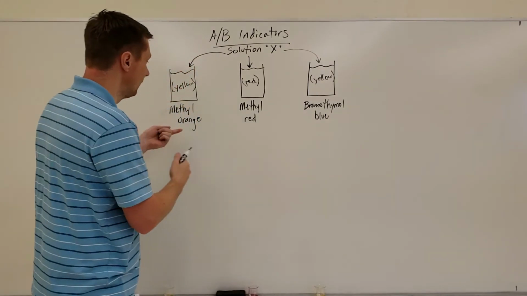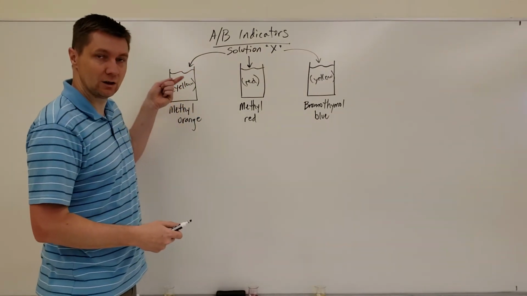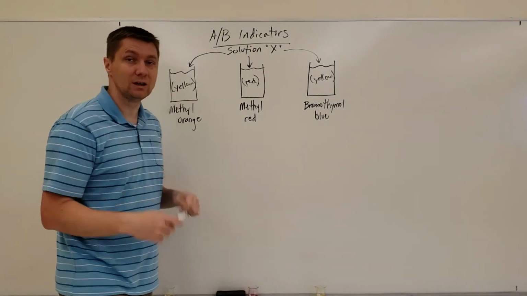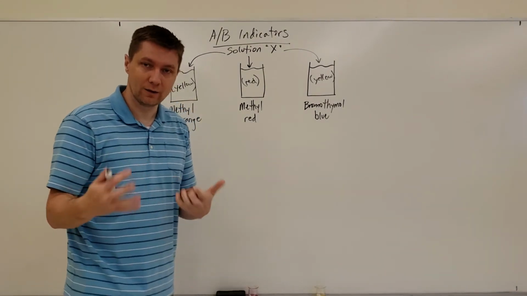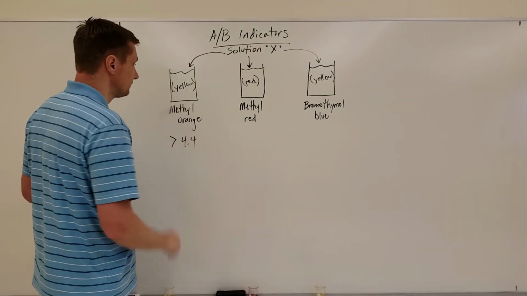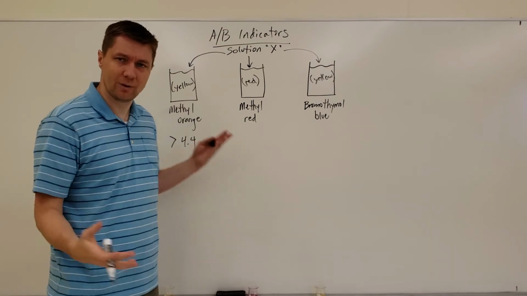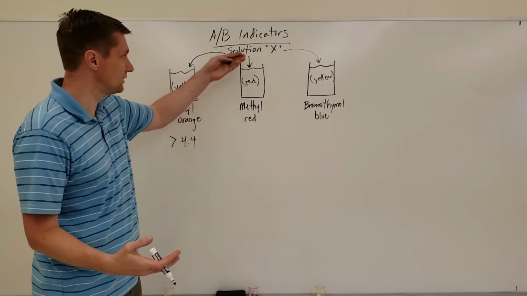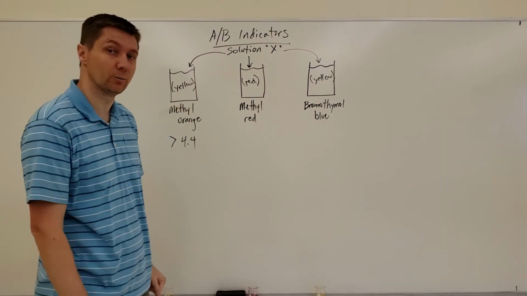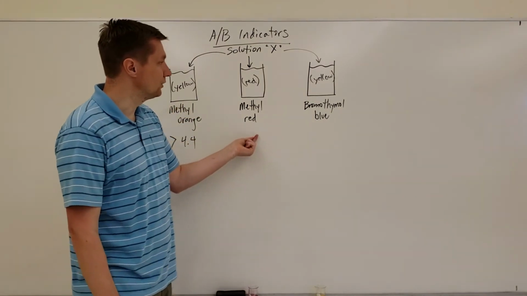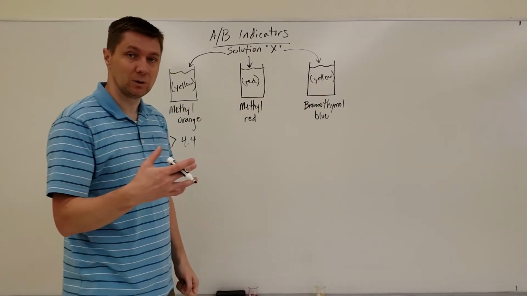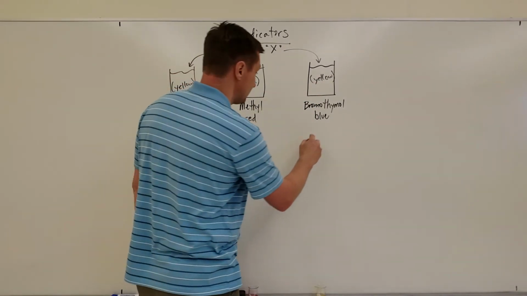Well, we know that methyl orange, when it's yellow, means that solution is going to have a pH of greater than 4.4. And that's all the information methyl orange gives us. But if we use this same solution and test it with other indicators, we can whittle that down to a pretty small pH range. You can see the bromothymol blue over here is yellow, and this tells us that the pH is going to be less than 6.0.